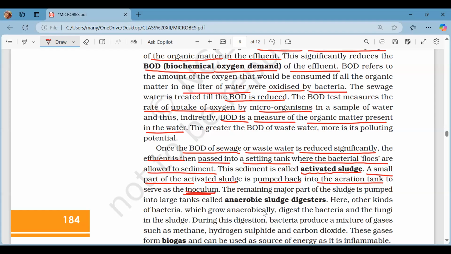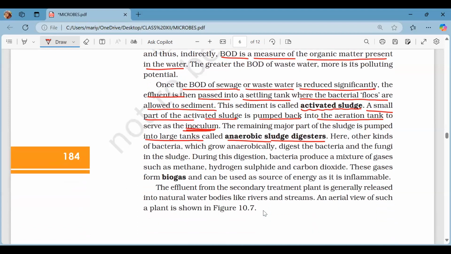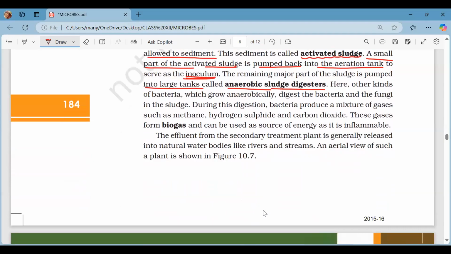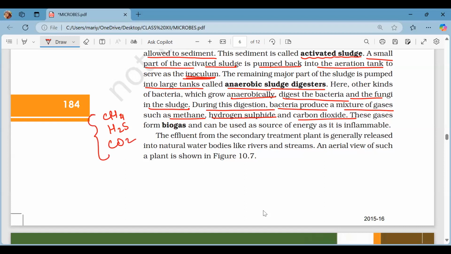The remaining part is pumped into large tanks called anaerobic sludge digesters. The next step is anaerobic, in the absence of oxygen. Here, other kinds of bacteria which grow anaerobically, without oxygen, digest the bacteria and fungi in the sludge. During this digestion, the bacteria produce a mixture of gases like methane, hydrogen sulfide, and carbon dioxide. So CH4, H2S, and CO2. These are the three gases that are produced, and together they form the biogas. This gas is inflammable, so it can be used like a fuel.